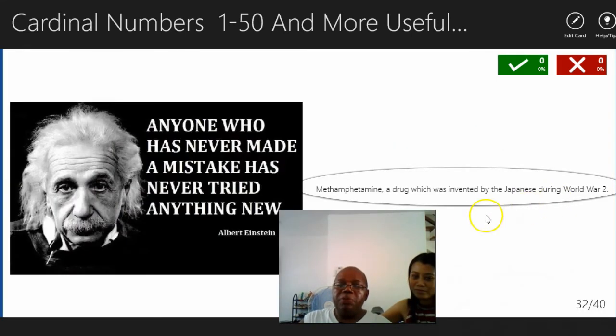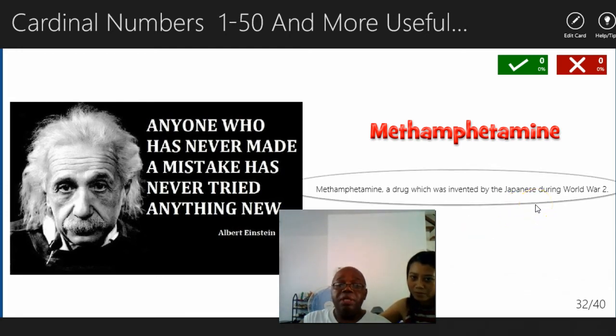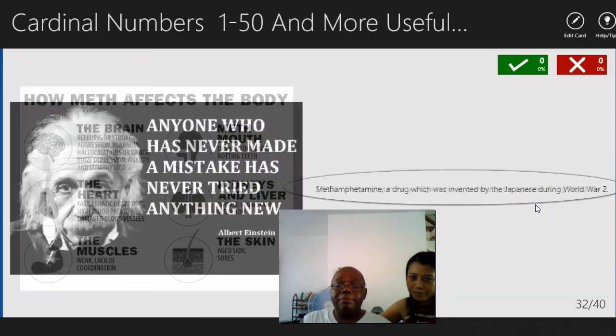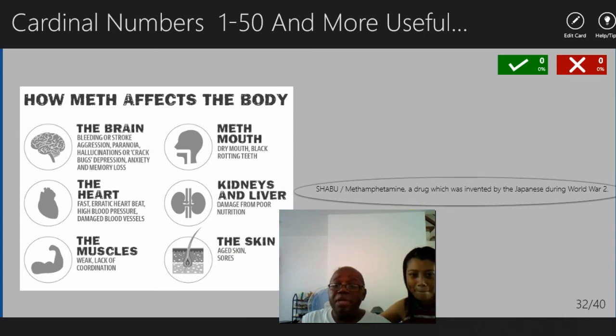Alright, so next one, methamphetamine. It's a drug which was invented by the Japanese during World War II. Sometimes they call it shabu. Here are some of the effects of shabu. It affects the brain, the mouth, the kidneys, the liver, the heart, the muscles, and the skin. So shabu is not a good thing to be on, guys. But when you hear the term shabu, it's pretty much methamphetamine.